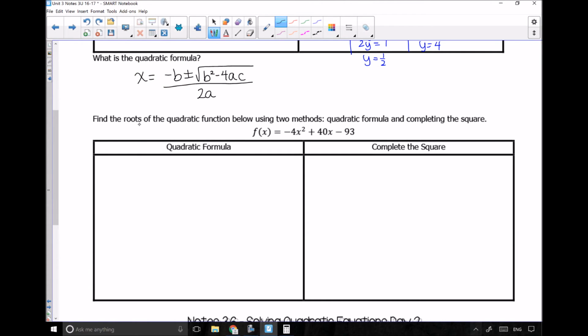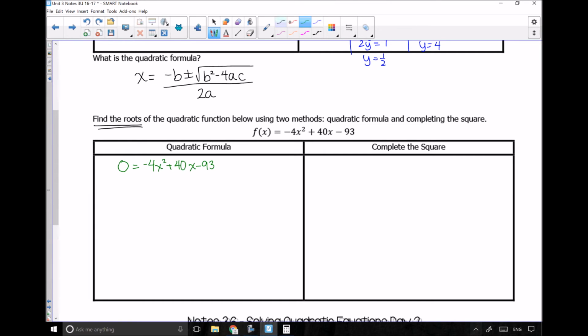Okay, so find the roots of the quadratic function below using two methods, the quadratic formula and completing the square. To find the roots, that means that y is 0. So I'm going to replace my y right here with 0. So 0 equals negative 4x squared plus 40x minus 93. Now we use the quadratic formula or completing the square if factoring is not possible, but otherwise factoring is generally the best option.